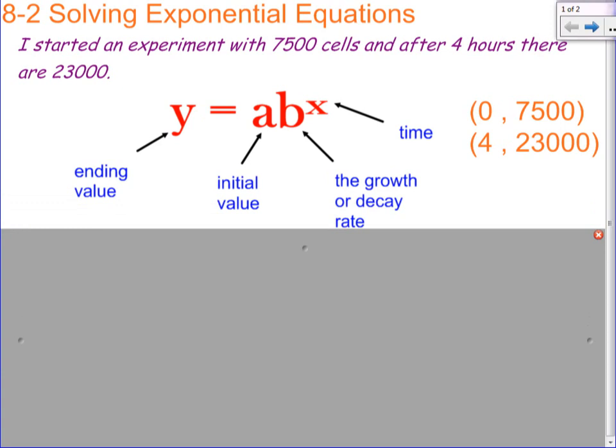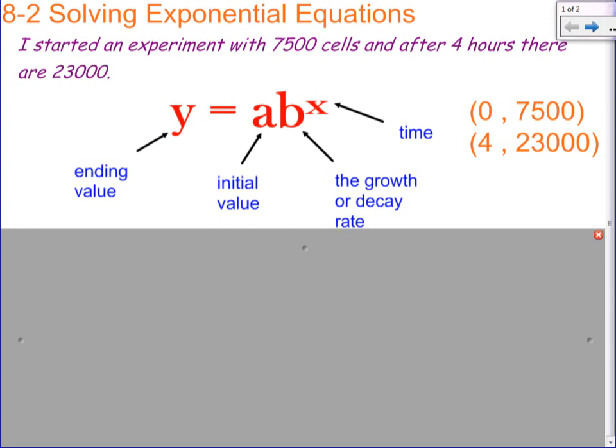Our ending value is going to go in for y, so that's what we ended up with, 23,000 cells. Our initial value is how many cells we started with. What we're trying to figure out is b, which is the growth or decay rate, how fast it's growing or shrinking, and then x is the time.